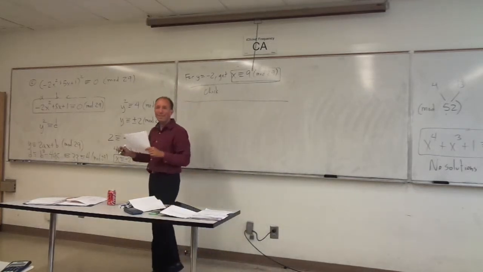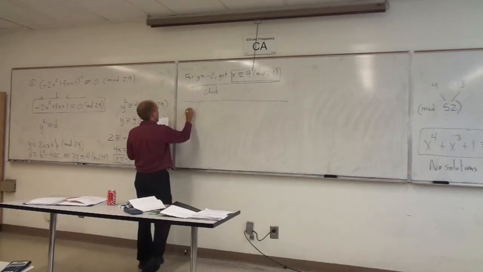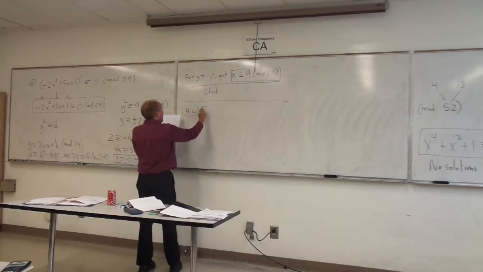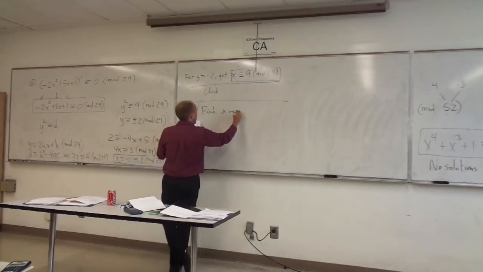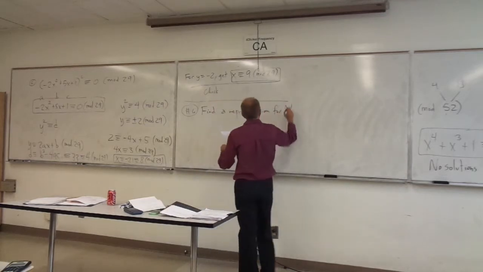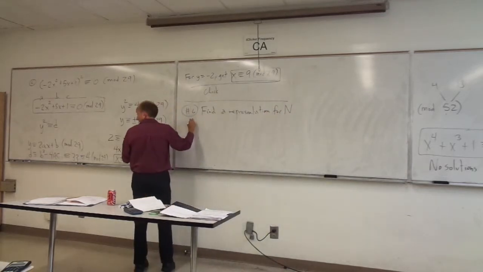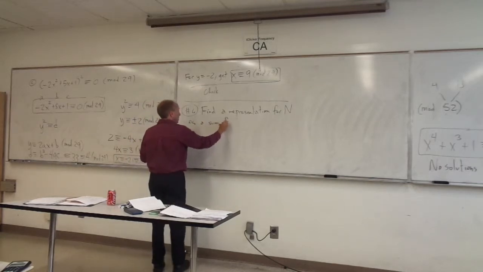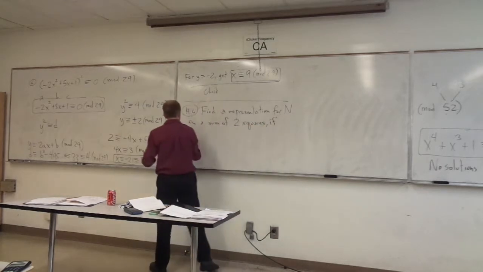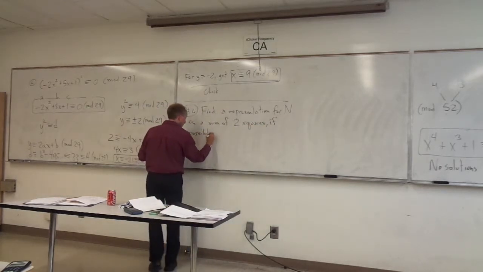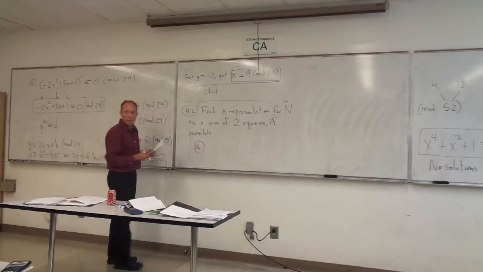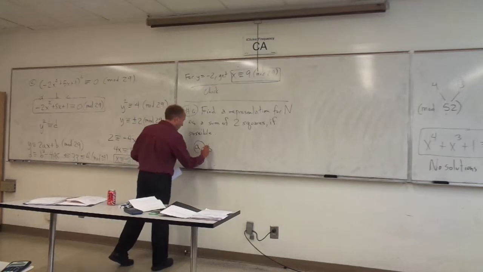What number am I on? We're on 6 now. Okay, beautiful. Number 6, find a representation for n, capital N, as a sum of 2 squares, if possible. Alright, so we're going to have a few of these to practice on. The first one is just 500.